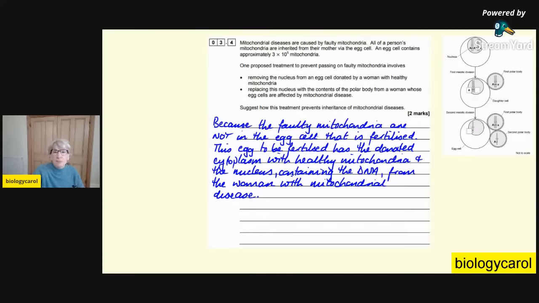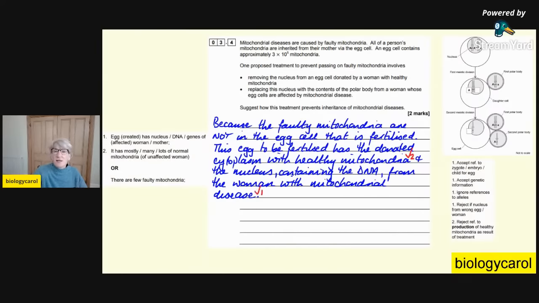So this is what I put: because the faulty mitochondria are not in the egg cell that is fertilized. The egg to be fertilized has the donated cytoplasm with healthy mitochondria, and it has the nucleus containing the DNA from the woman with the mitochondrial disease. So here are the mark points, and this is where I got my marks. Notice the first 3 lines didn't earn me anything.